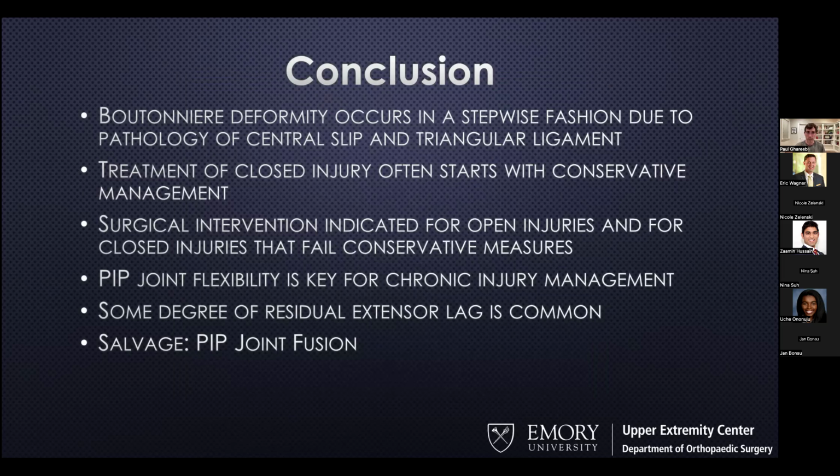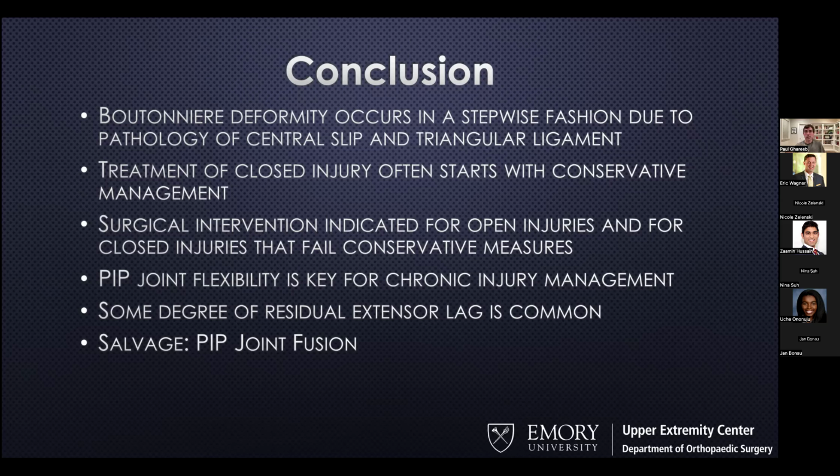So in conclusion, boutonniere deformity occurs in a stepwise fashion due to pathology of the central slip and then attenuation of the triangular ligaments, which causes that volar subluxation of the lateral bands. Treatment of closed injuries usually starts with conservative management with extension splinting of the PIP joint, although you can consider early relative motion flexion splinting in certain cases. Surgery is usually indicated for open injuries or for closed injuries that fail conservative measures.